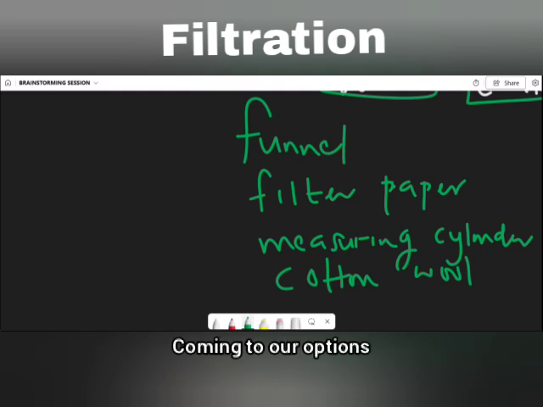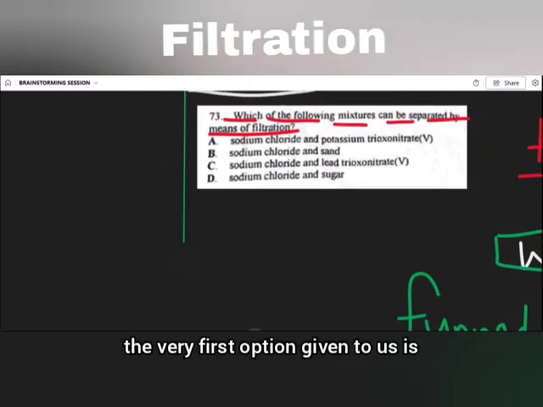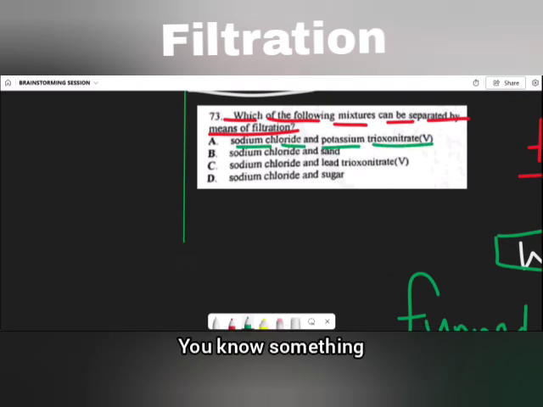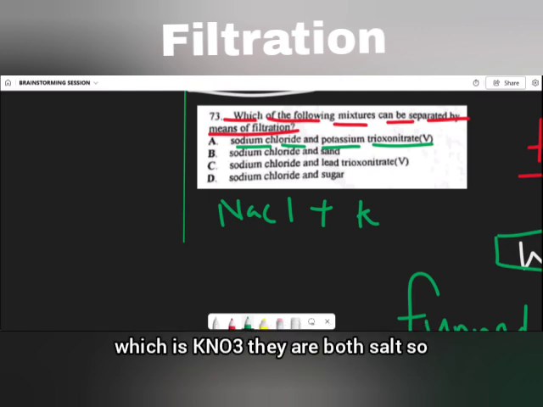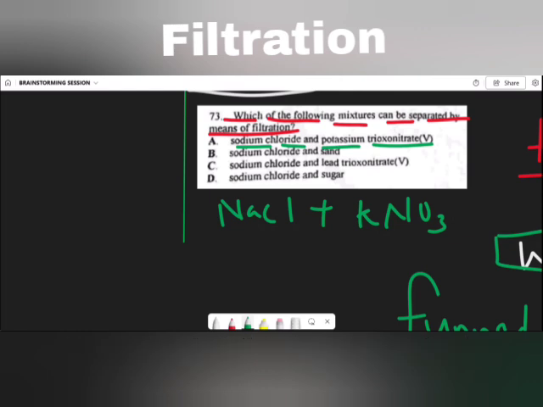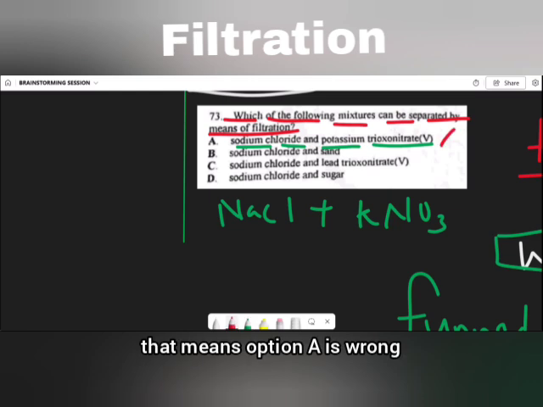Coming to our options, the very first option given to us is sodium chloride and potassium nitrate. Note something: sodium chloride, which is NaCl, plus potassium nitrate, which is KNO3, are both salts. So when I apply water to them, they will both dissolve in water. That means they cannot be filtered, so option A is wrong.